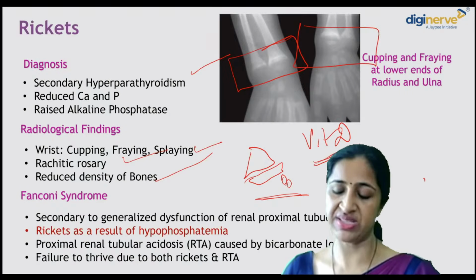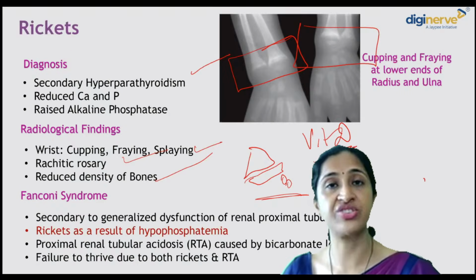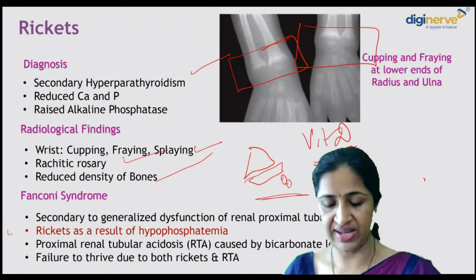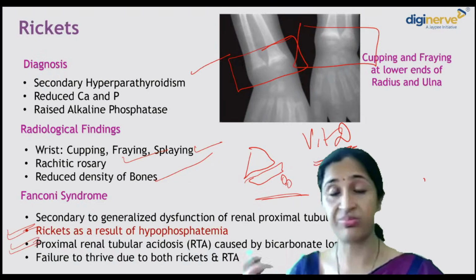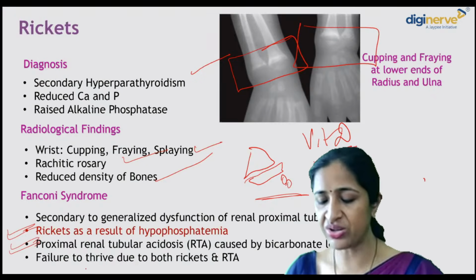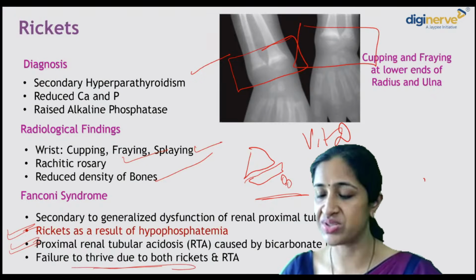Fanconi syndrome is a condition where there is generalized dysfunction of the renal proximal tubule. Rickets also happens. You have proximal renal tubular acidosis because of bicarbonate loss. Failure to thrive will be there because of both features.